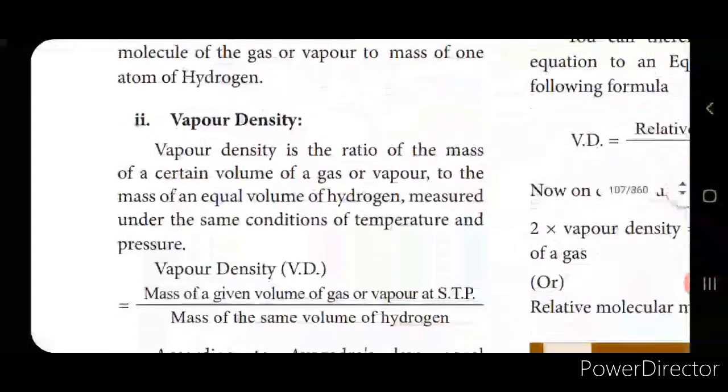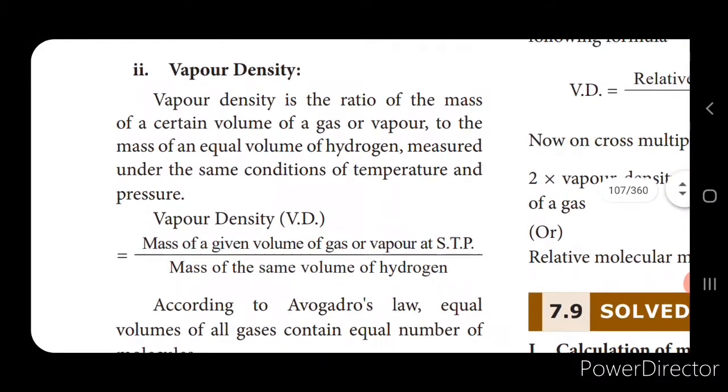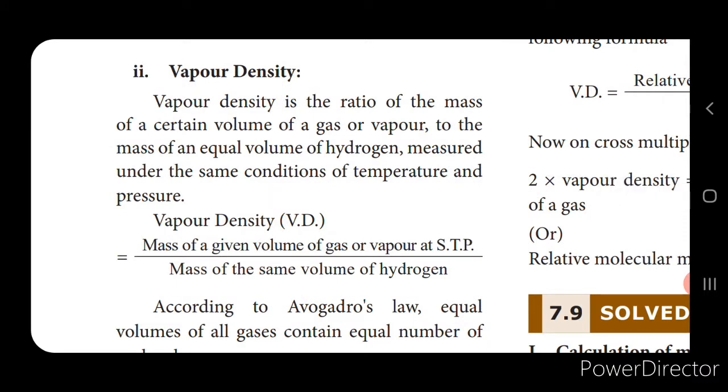Now let's see the definition of vapor density, because we are going to derive the relationship between vapor density and relative molecular mass. What is density? Density is mass by volume, isn't it? So vapor density is the ratio of the mass of a certain volume of any gas divided by the mass of the same volume of hydrogen. For example, if I take 1 liter of any gas, I will take 1 liter of hydrogen and compare the density. So vapor density is equal to the mass of a given volume of the gas at STP divided by the mass of the same volume of hydrogen.